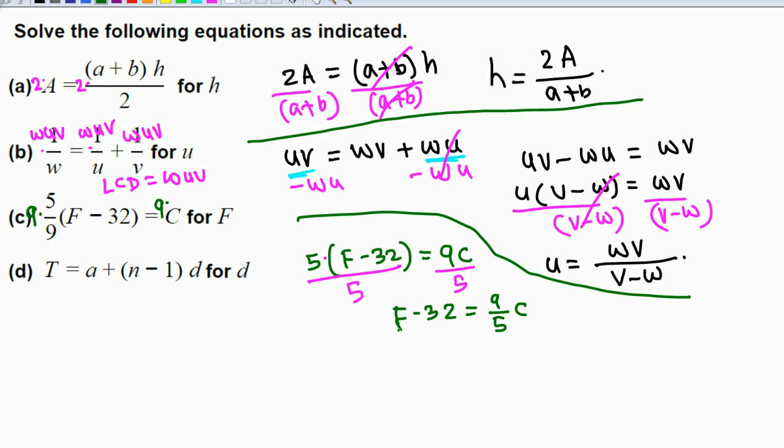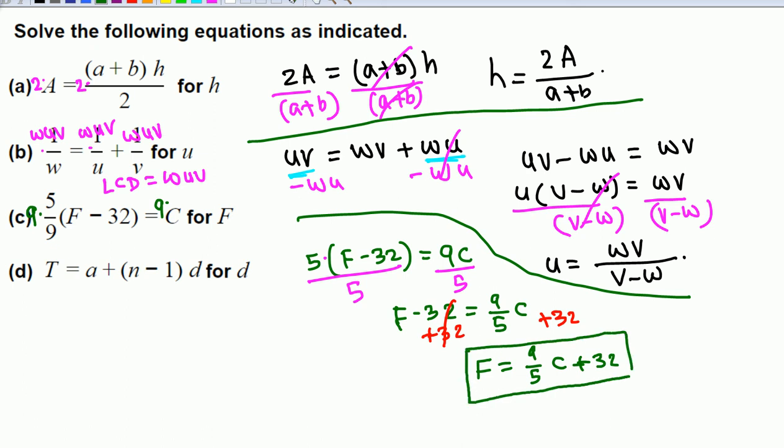Finally, we need to add 32 to both sides to get F by itself. Okay, so let's add 32, and these are unlike terms. One has C, the other is just a pure number. In any case, F equals 9 fifths C plus 32. Okay, this is the formula to convert Celsius into Fahrenheit.